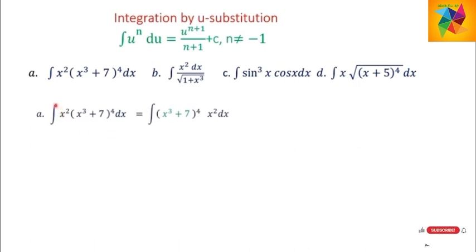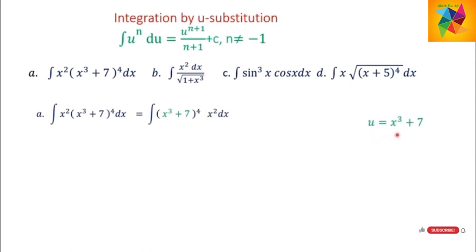So let's look at our first example. We have x squared multiplied by x cubed plus 7 raised to the 4th power dx. That's equal to, so in this case we have to make a choice. I have rewritten the problem and I just moved the x squared next to dx, because I'm expecting what's inside the parentheses to be my u and what's outside to be du.